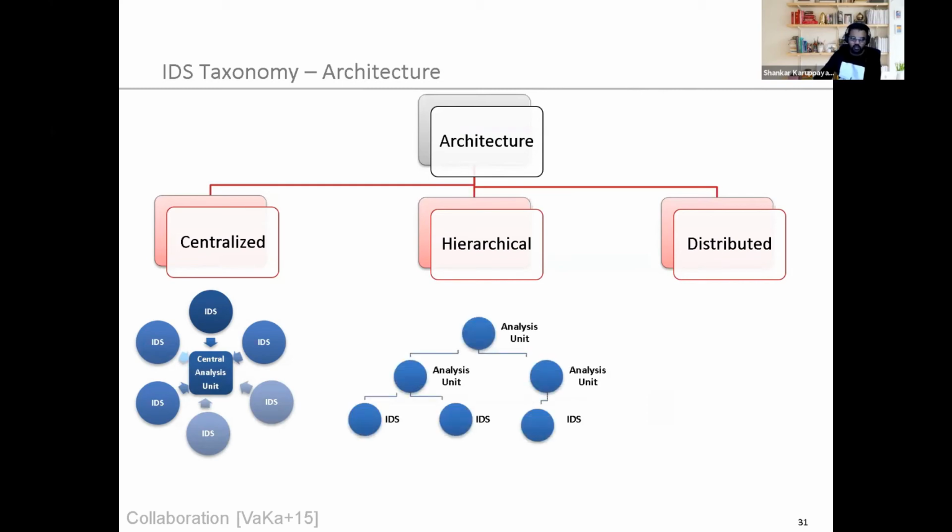Hierarchical means that you have several of these analysis units, and the information is aggregated at different segments. You can consider a large-scale organization with multiple branches utilizing a hierarchical approach. Every branch may have its own analysis unit, and the HQ probably has an analysis unit that aggregates all the different branches' information.